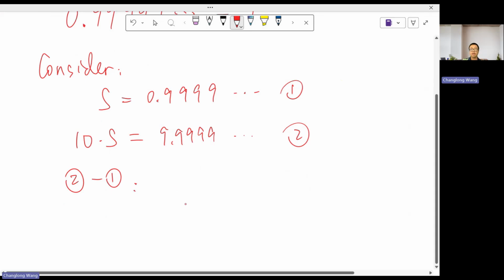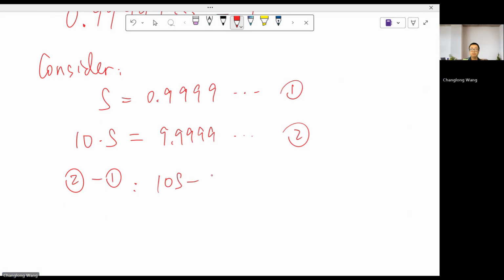So to do that, on the left-hand side, it will be 10s minus s. On the right-hand side, you get 9.9999 dot dot dot, right? Minus 0.9999. But what do you get on the left-hand side? 10s minus s is 9s, right? It's like 10x minus x, right? So 9s, 9 times s.